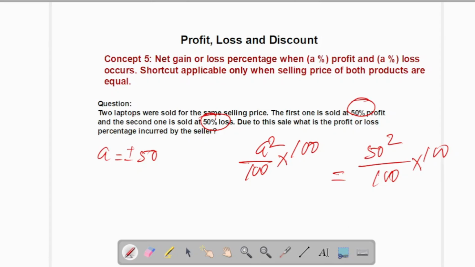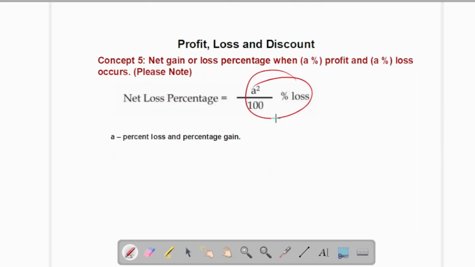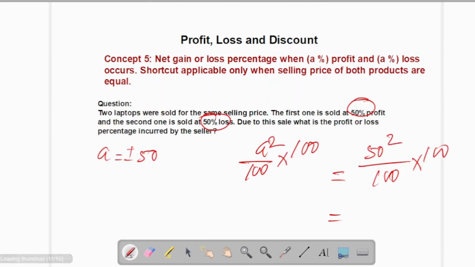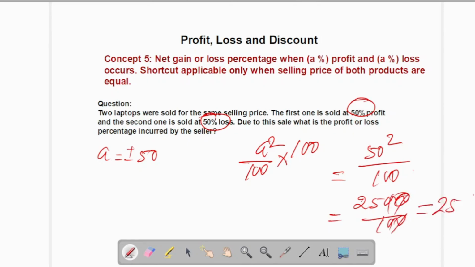if we want to calculate the loss percentage, I need to calculate it using this formula. Sorry, I have written wrong. So 2500 divided by 100. So we are making 25% losses.